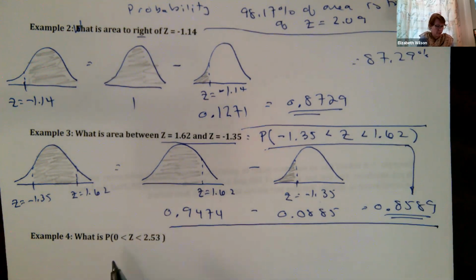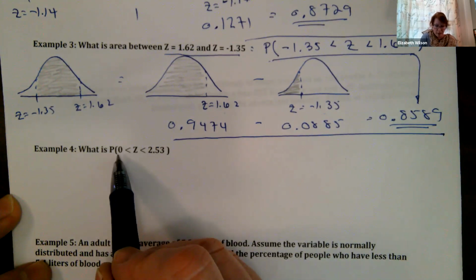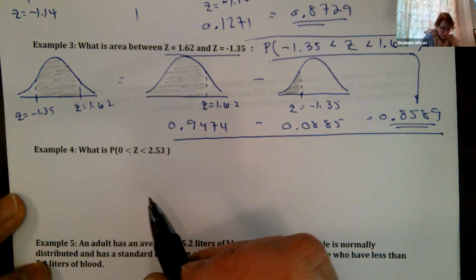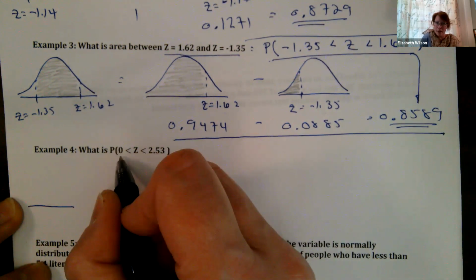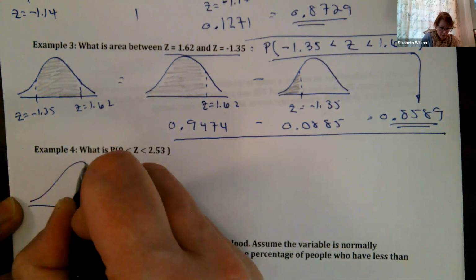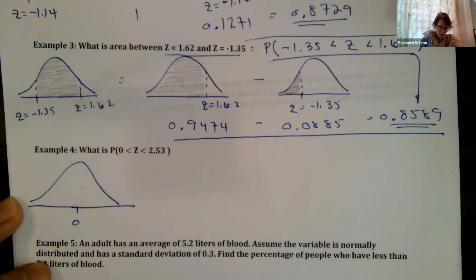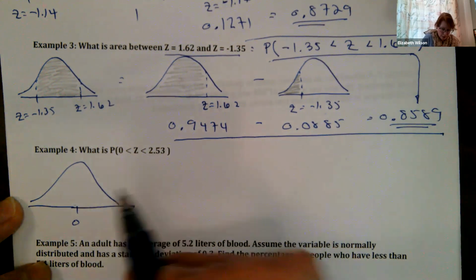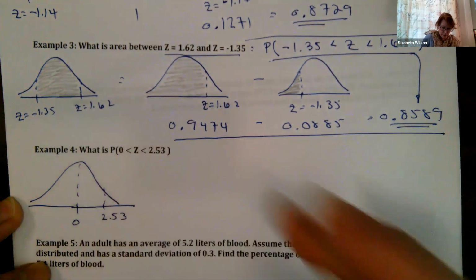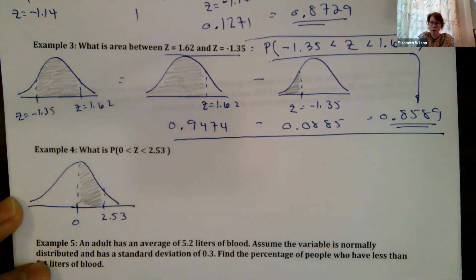Okay, so now we'll do a last value like this, and then we'll move on. What's the probability that z is between 0 and 2.53? Remember, this is not 0 as a number, but z equals 0. If I talk about when my z is equal to 0, that means we're sitting right on the mean. So this is 0. I want to find the area between this and 2.53. These are my z values. Okay, so this is what we're looking for here.